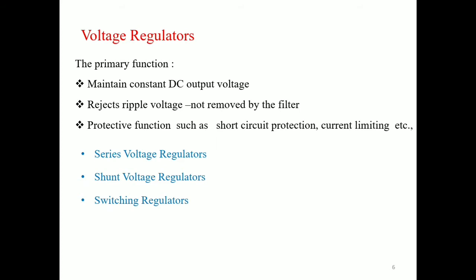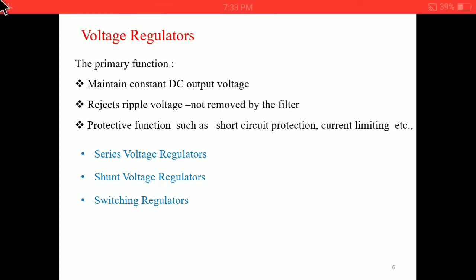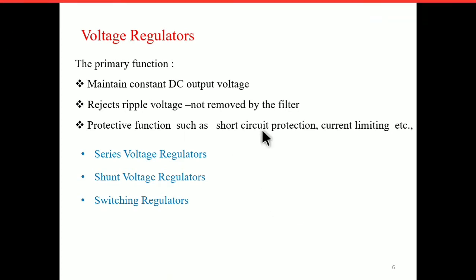So what are voltage regulators? The primary function of a voltage regulator is to maintain a constant DC output voltage. However, it also rejects the ripple voltage that is not removed by the filter, which we have already discussed. The regulator may also include protective functions such as short circuit protection and current limiting, and there are many other advantages. There are three types of voltage regulators: series voltage regulator, shunt voltage regulator, and switching regulators.